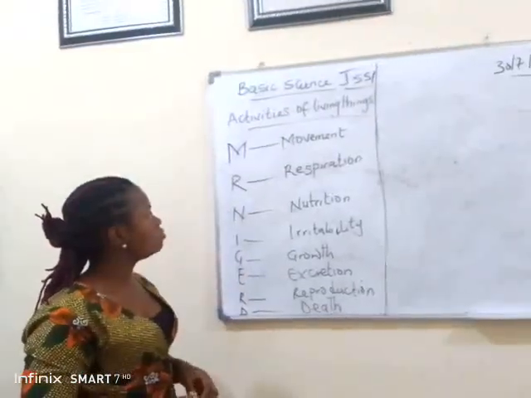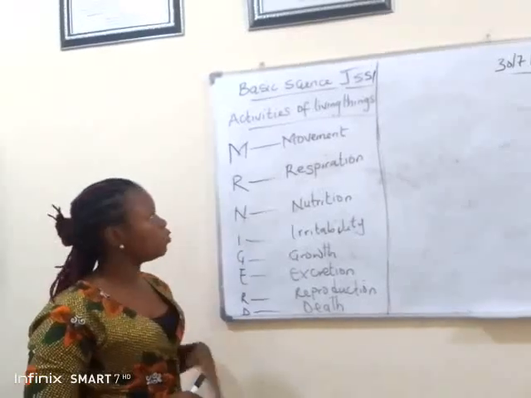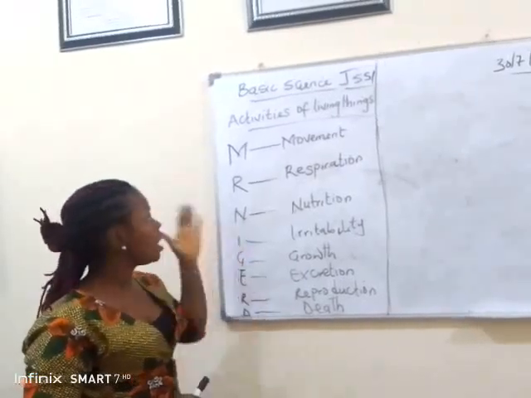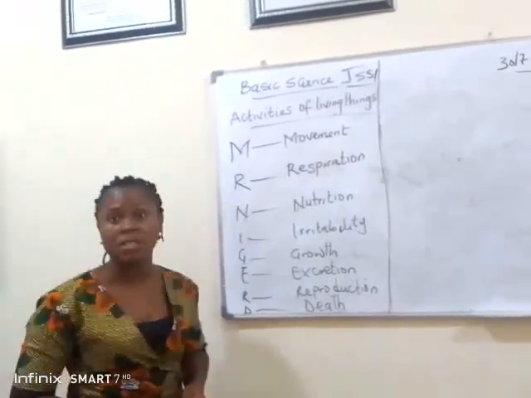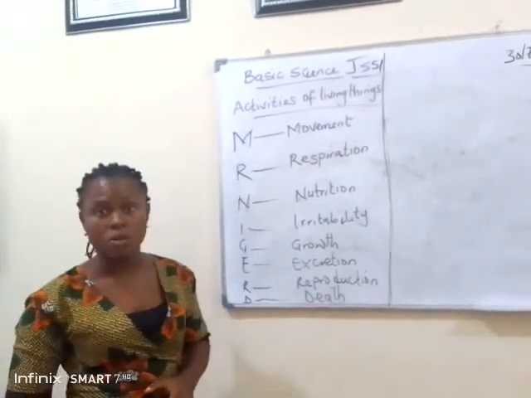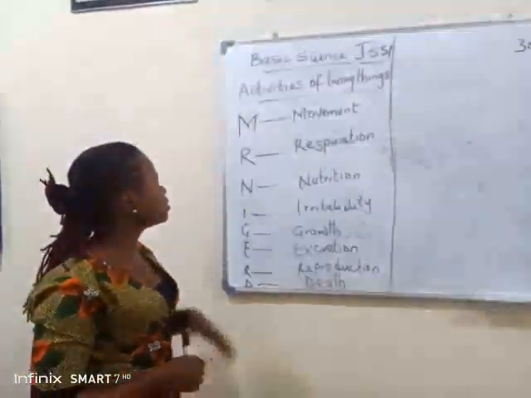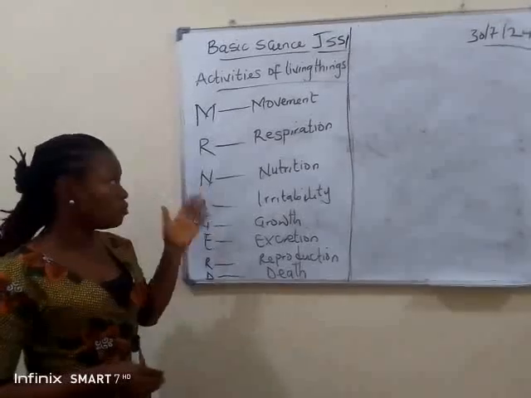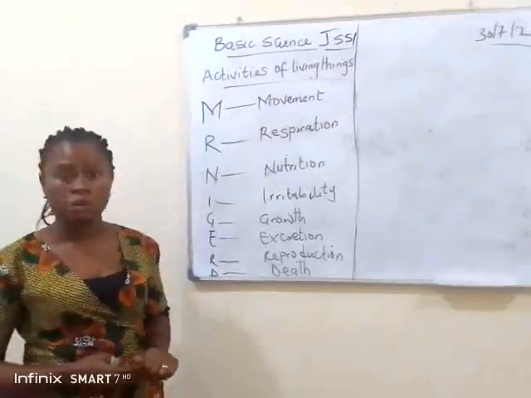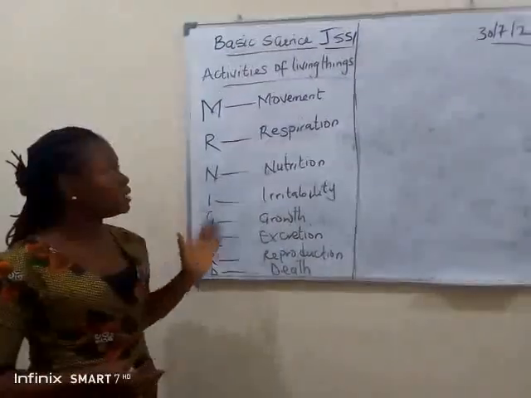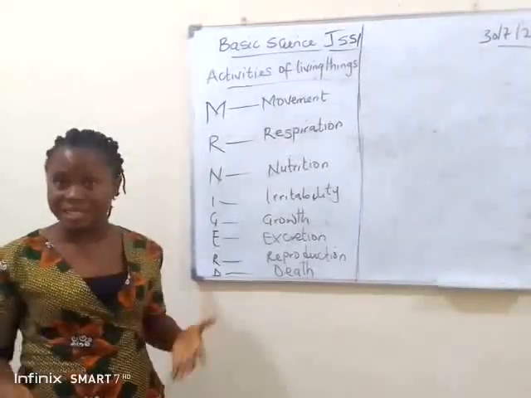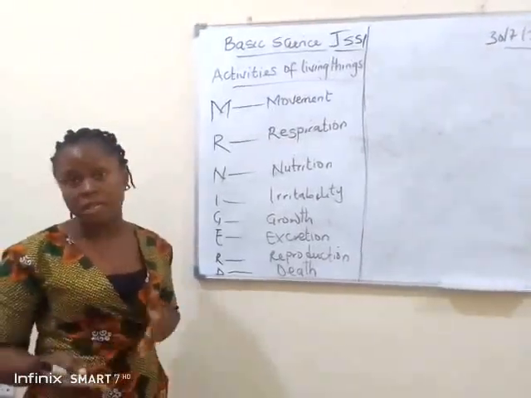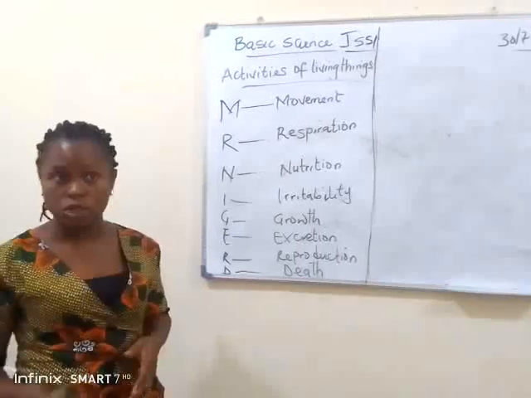We're going to be learning how most of these activities are being carried out by living things. The first one we have is movement, as you can see on the board. Movement here simply means the ability for living organisms to change their position.